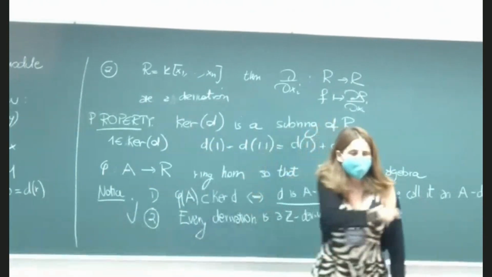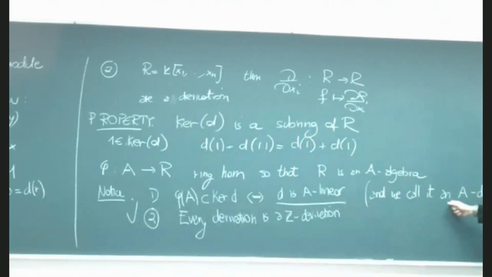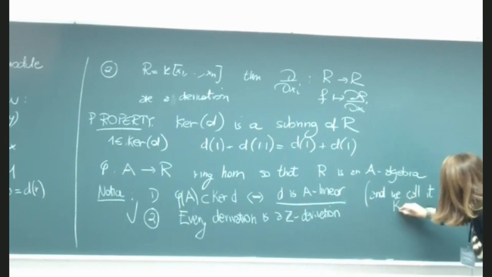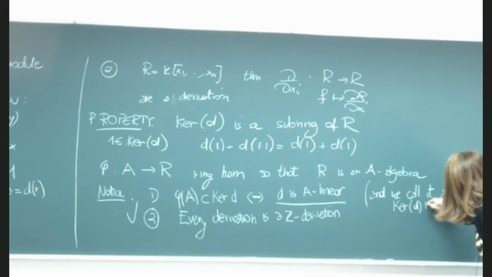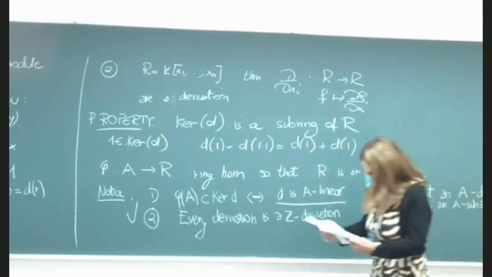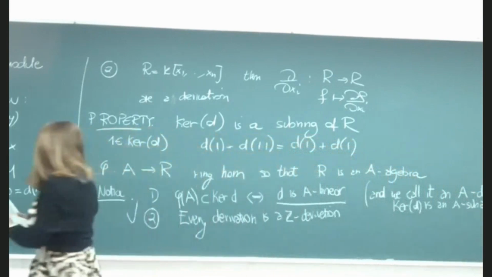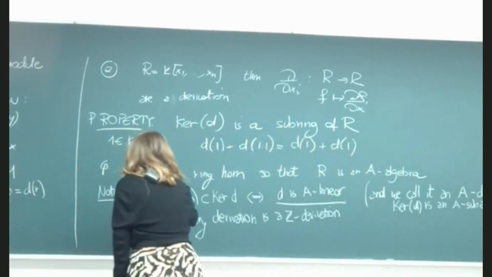So if we have an A derivation, another thing I want to write here is that the kernel is not just a subring, but is a subalgebra, an algebra over A contained in R. Okay? And I'm going to prove one, but the proof is very easy.